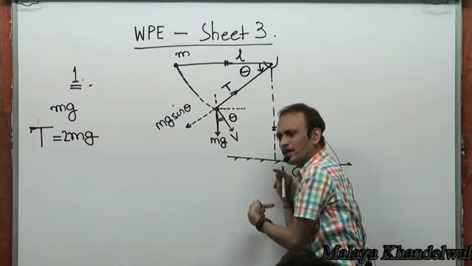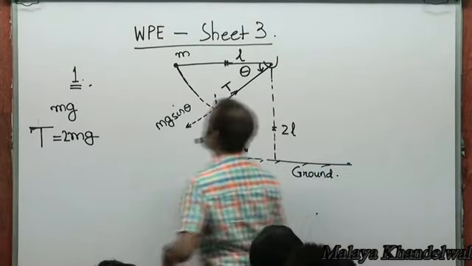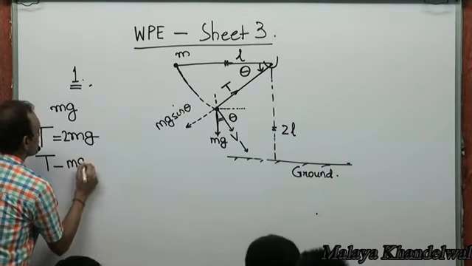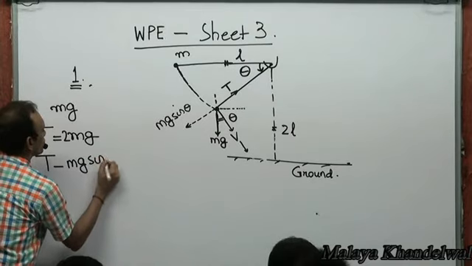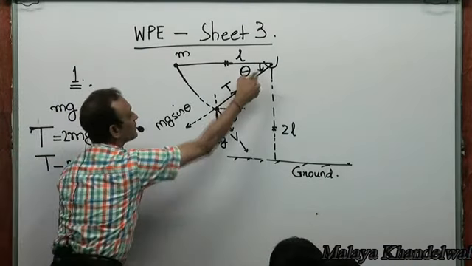So T minus mg sine theta becomes instrumental in providing the required centripetal force at this instant. So at this instant, T minus mg sine theta becomes equal to mv squared by L, where L is the length of the string and hence the radius of the circular trajectory, and where this T is equal to 2mg.